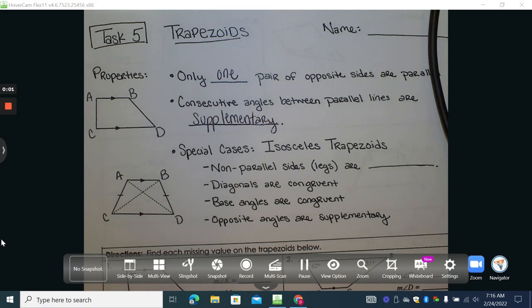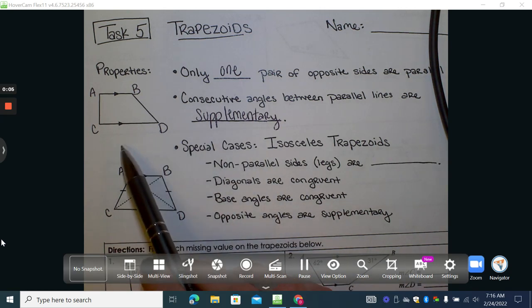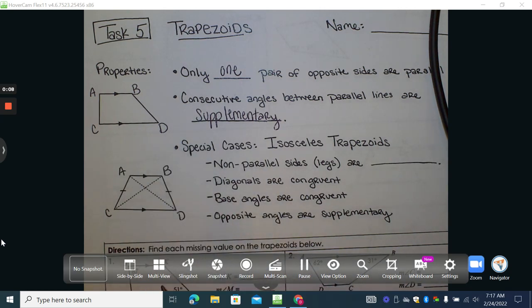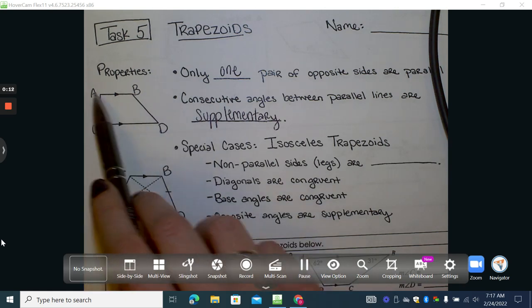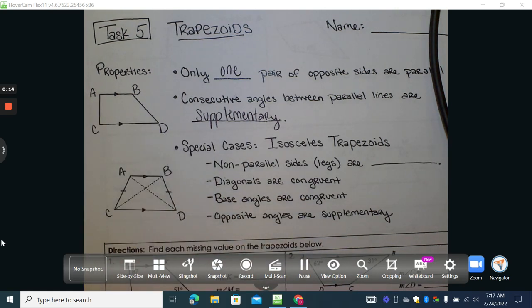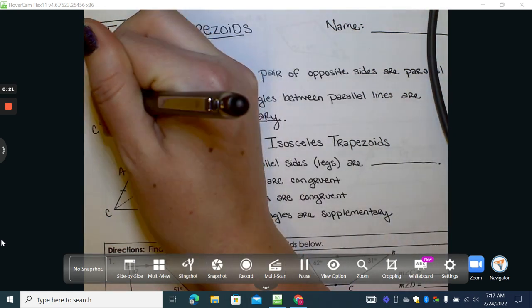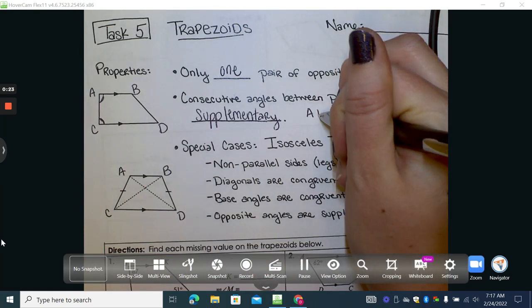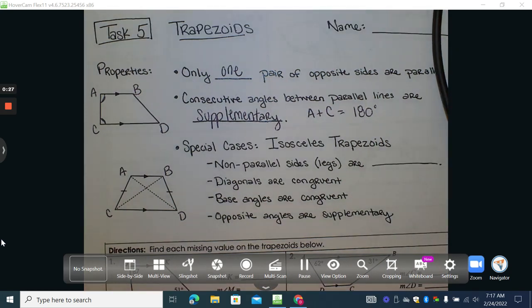All right, welcome to task 5. You've already written down these first two blanks, 1 and supplementary, because trapezoids' main property is the fact that they only have one pair of parallel sides. So AB and CD are parallel to each other. And their consecutive angles, those ones that are between the parallel lines, so like A and C, are supplementary. When I add them together, they equal 180 degrees.